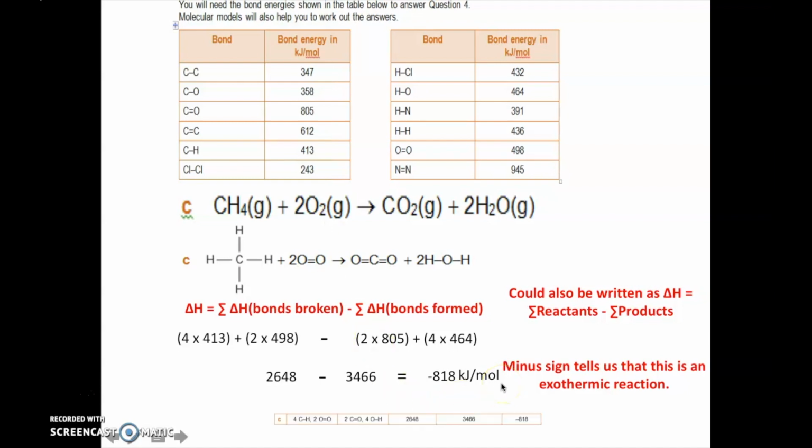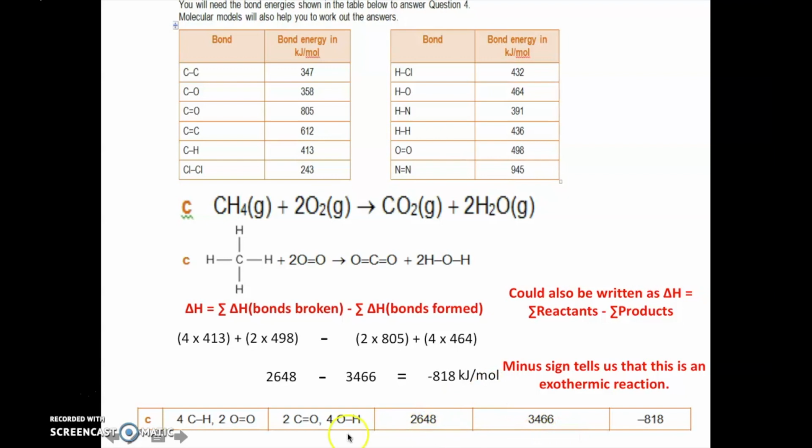And then finally, this is just at the bottom to summarize. So there are 4 CH bonds, 2 O double bond O bonds, 2 C double bond O bonds, and 4 OH bonds. Again, the numbers are just in there, and then that's the final answer here. If you'd like to pause and take this in, now will be a good time to do that.